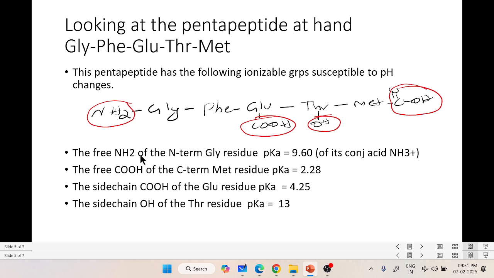Now if we have to look at the pK values, the free NH2 group at the N terminal glycine has a pK of 9.60. When I say the pK value, it's for the conjugate acid NH3 plus, so that has the pK value of 9.60. The free COOH group at the C terminal for the methionine residue has a pK value of 2.28. The side chain COOH group of the glutamate residue has a pK of 4.25, and the side chain OH group of the threonine has a pK of 13. It's a very weak acid, so that's why its pK is very high, pK of 13.